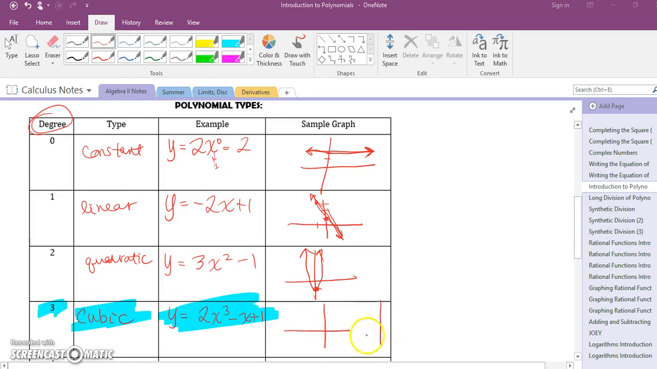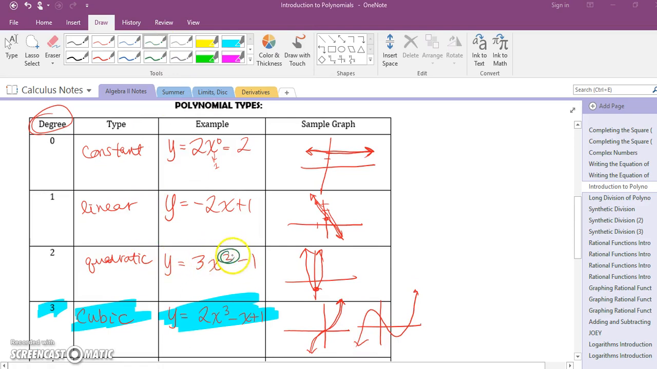Now, cubics can be several different things. The most basic cubic is going to look like this, a slightly curved function. The most complicated cubics would be something like this. This is just one possibility, remember. Now I want you to notice something here.